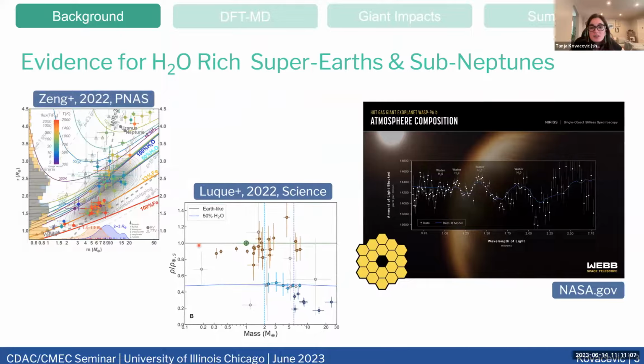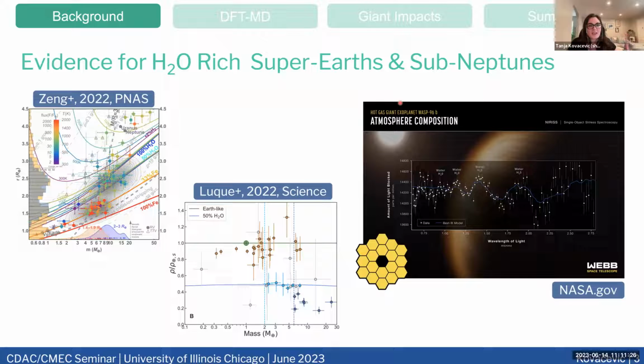Even JWST is looking for atmospheres of various exoplanets. A couple months ago, NASA showed preliminary results that there might be water in the atmosphere of the planet WASP. Oh, the text is kind of tiny here. WASP-96b.